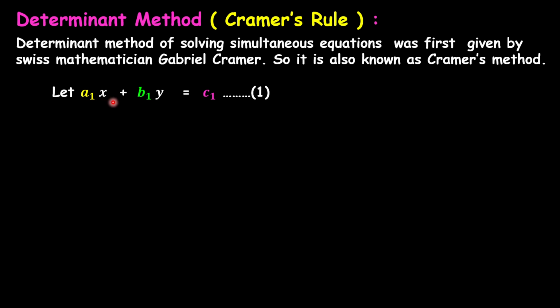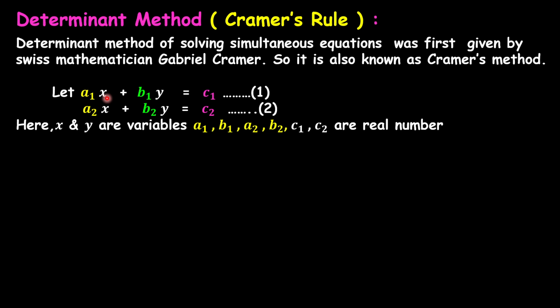Let a1x plus b1y is equal to c1 and a2x plus b2y is equal to c2. These are the simultaneous equations. Here x and y are the variables and a1, b1, a2, b2, c1, c2 are all real numbers, and also a1 into b2 minus b1 into a2 is not equal to 0.